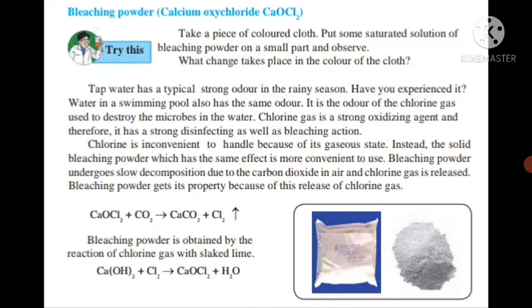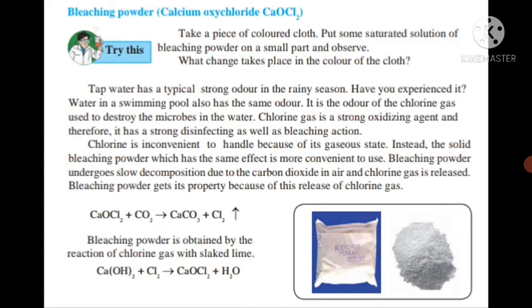There is a chemical reaction given: when bleaching powder reacts with carbon dioxide gas, we get chlorine gas, that is CaOCl2 plus CO2 gives CaCO3, calcium carbonate, which is a kind of salt, and Cl2, this chlorine gas, is given out.